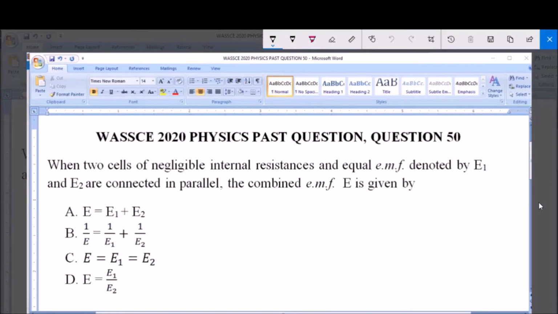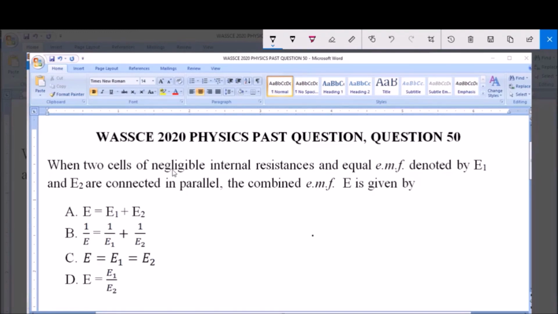I will be answering WAEC 2020 physics past question, question 50. When two cells of negligible internal resistance and equal EMF, that is electromotive force, denoted by E1 and E2, are connected in parallel, the combined EMF is given by A. E is equal to E1 plus E2, B. 1 over E is equal to 1 over E1 plus 1 over E2, C. E is equal to E1, which is equal to E2, and D. E is equal to E1 over E2.